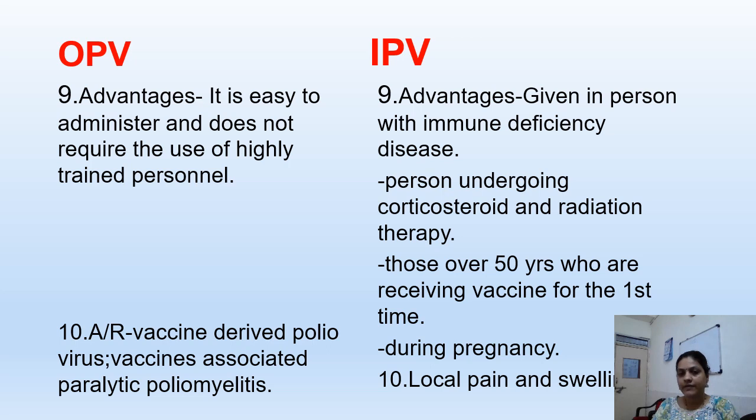IPV is a safe vaccine. It's a killed vaccine, so there is no chance of the virus reverting back to its pathogenic form. It can be given to patients who are immunocompromised, persons undergoing treatment on steroids or radiation therapy, those over the age of 50 years who are receiving the vaccine for the first time, and during pregnancy. IPV can cause local pain and swelling.